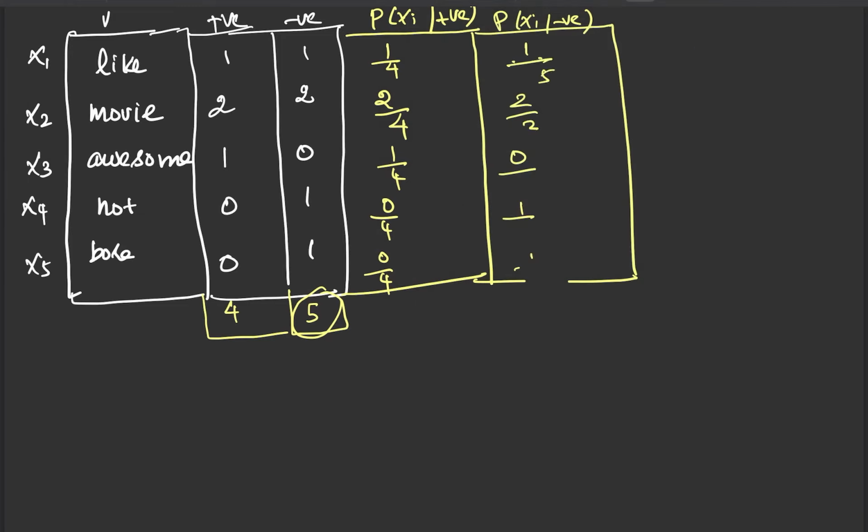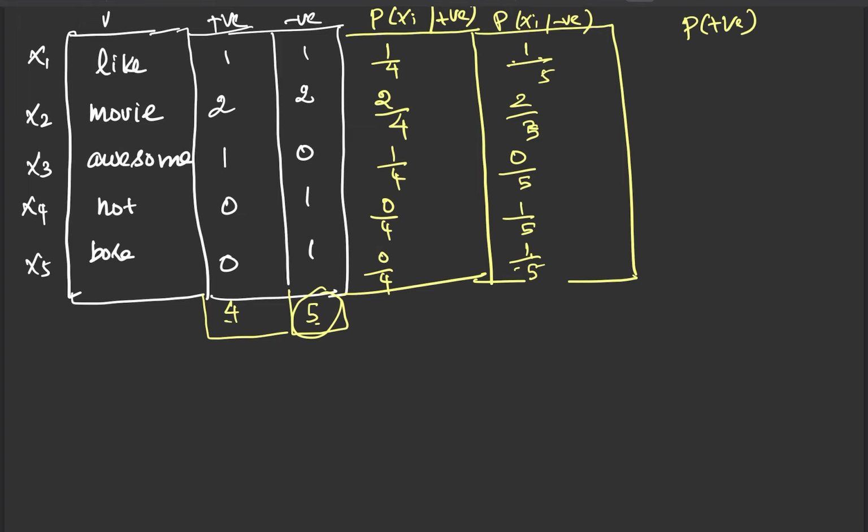5, 2 by 5, 0 by 5, 1 by 5, and finally here 1 by 5. So now we know these two probabilities and we know the class probability. Probability for the positive classes, first we need to look at the total number of words in the positive and negative. It is 4 and 5.